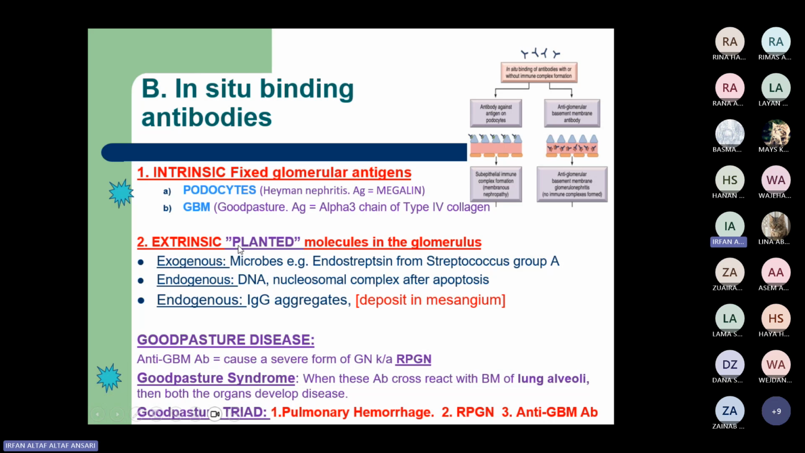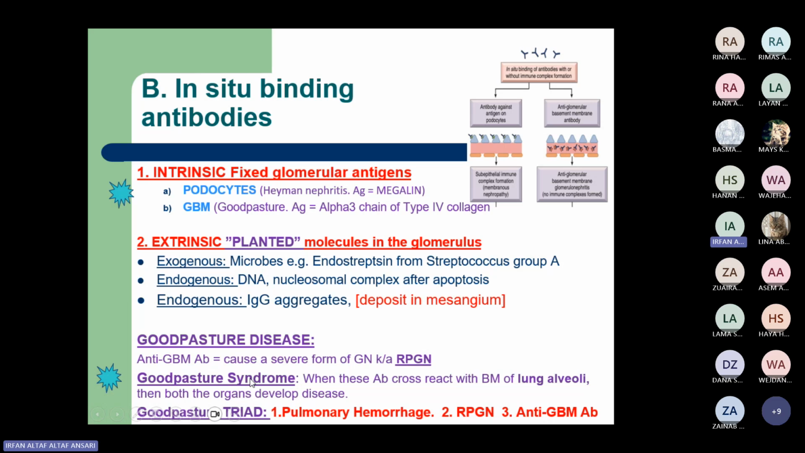Sometimes we have extrinsic antigens. They come from the endostreptosin from streptococcus group A, endogenous from the DNA or some other cause. Sometimes they also come from endogenous immunoglobulin aggregates when they deposit in the mesangium. In Goodpasture disease, anti-GBM antibodies cause a severe form of glomerulonephritis, also known as rapidly progressive glomerulonephritis.